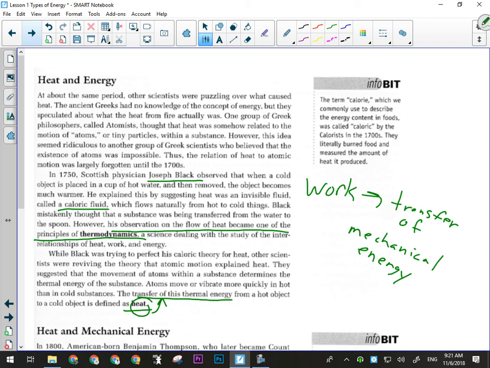So the ancient Greeks didn't have any concept of energy, obviously, but they knew that they could get heat from certain things. We move forward to around the mid 1700s, and Joseph Black observed that when a cold object was placed in a cup of hot water and then removed, the object was much warmer. Crazy. But it's true. That's because heat can be transferred, but it can only be transferred in one direction. You can transfer heat, but you can't transfer coldness.